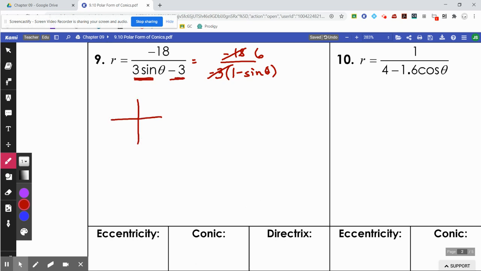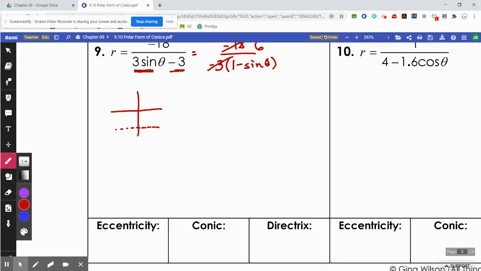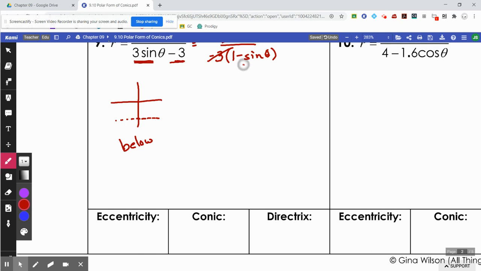which means your pole is going to be, since it's a 1 minus sine, that means it's below the pole. So therefore, that's where it's going to be located, below the pole. Your eccentricity is in front of the sine, so you have here an eccentricity of 1, which means you have a parabola.